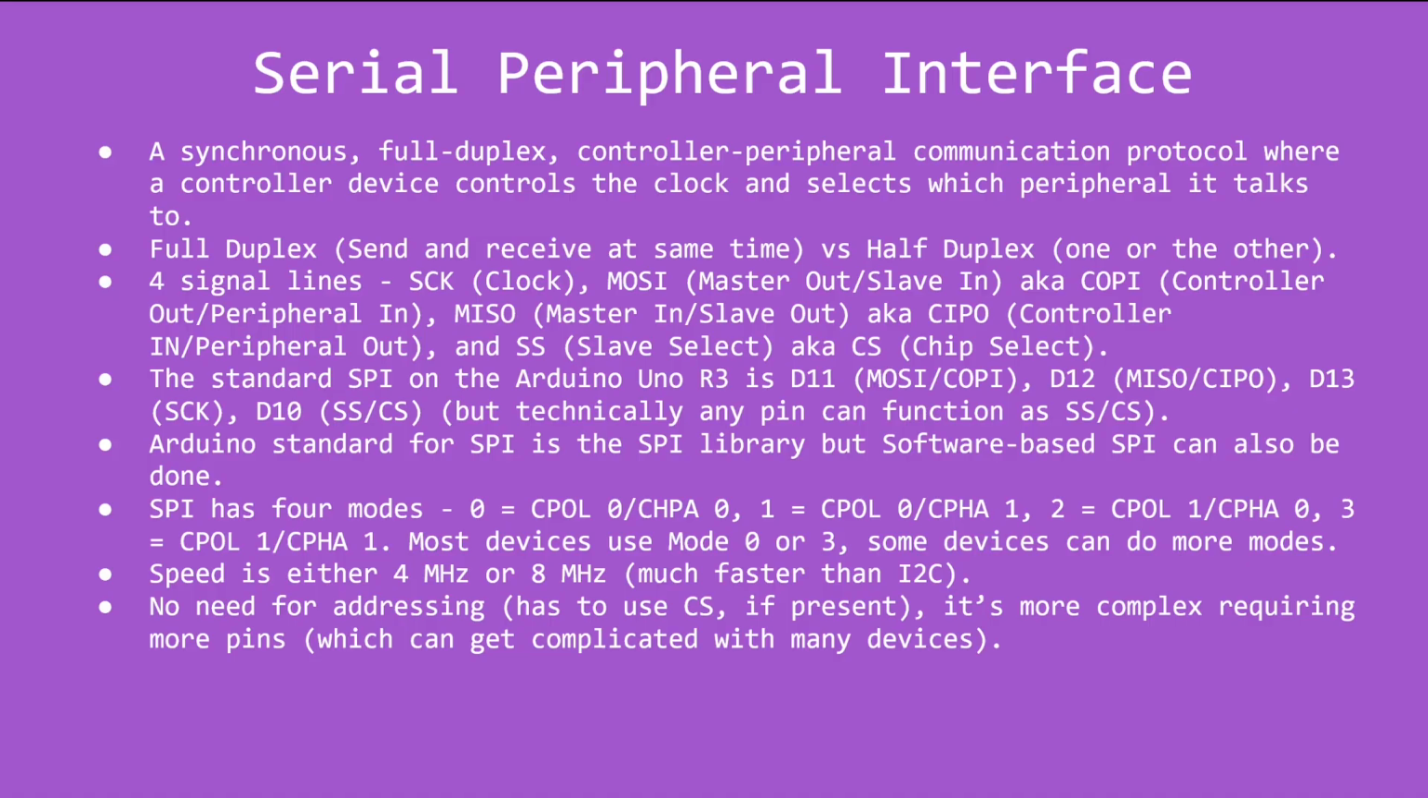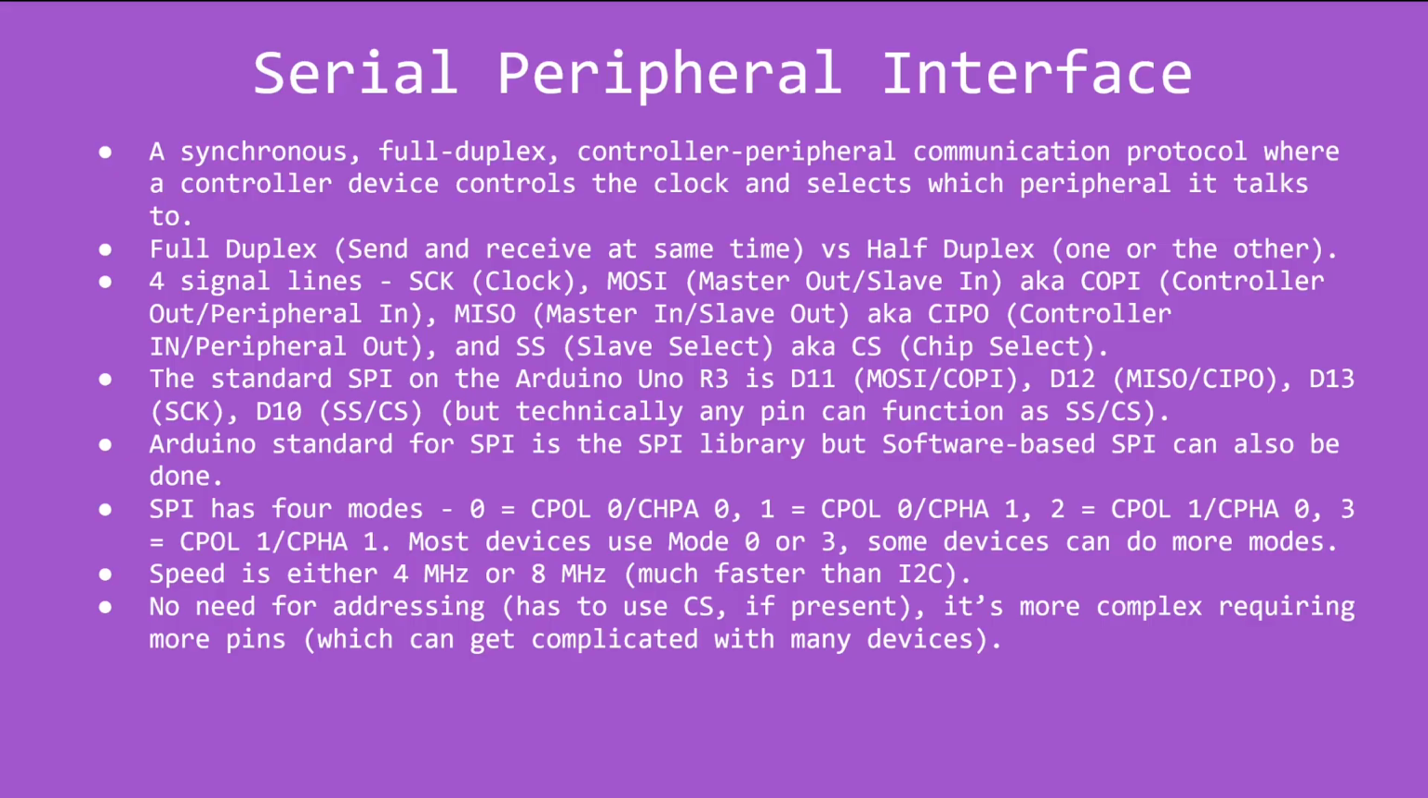Speed can either be 4 megahertz or 8 megahertz, so it's a lot faster than I2C. So usually devices that have to communicate some significant amount of data are going to use SPI, but there are devices that use either or. There's no need for addressing in this case, but you have to use chip select if it's present. If you've got an SPI connection that's not using a chip select, then you're pretty much just limited to a controller and a peripheral.